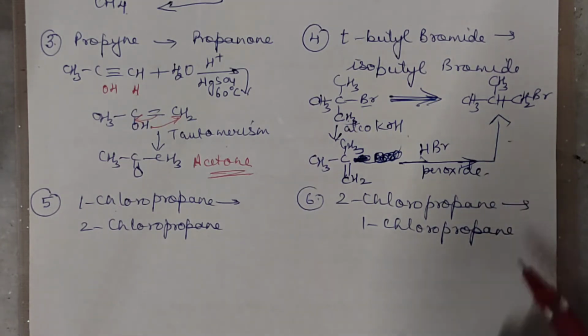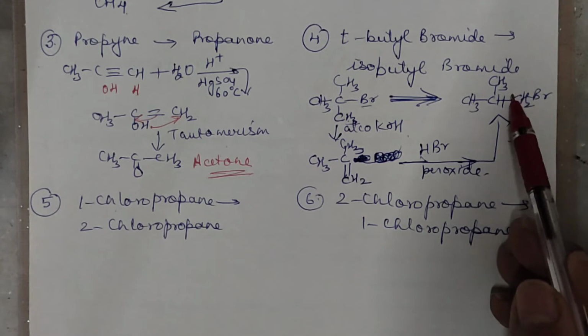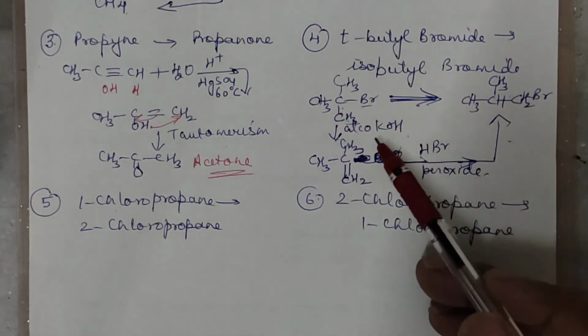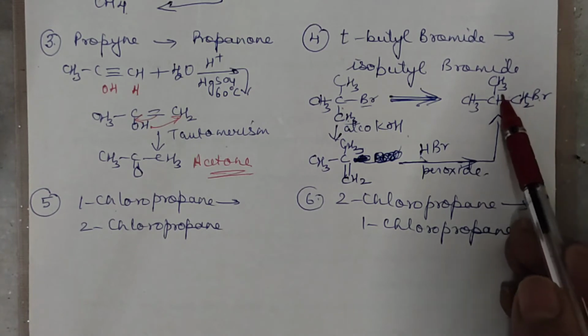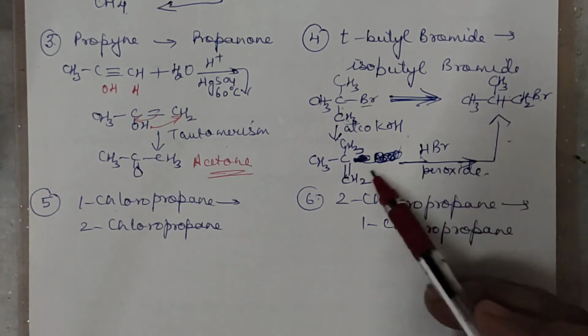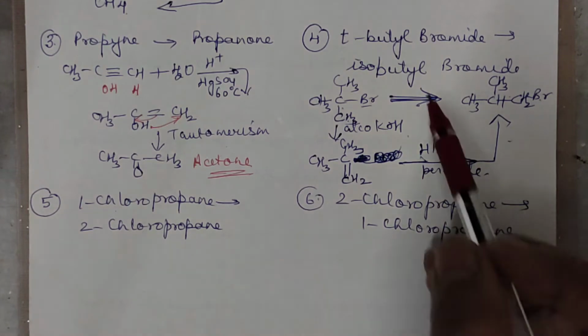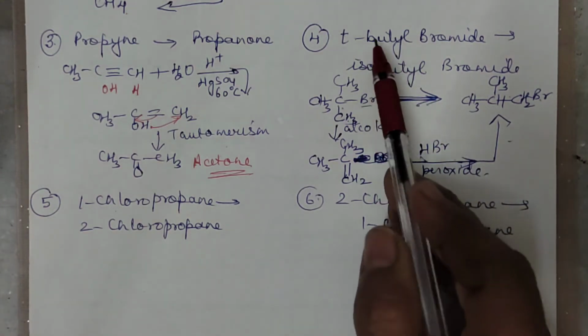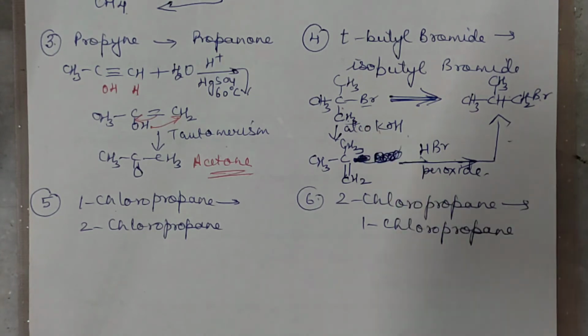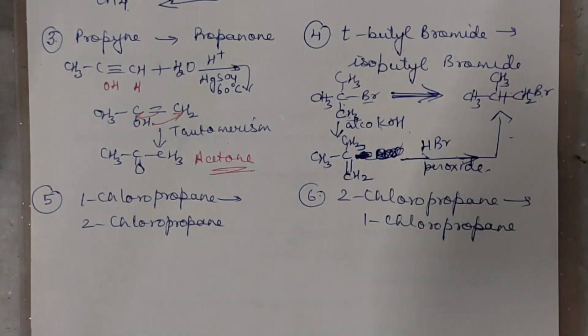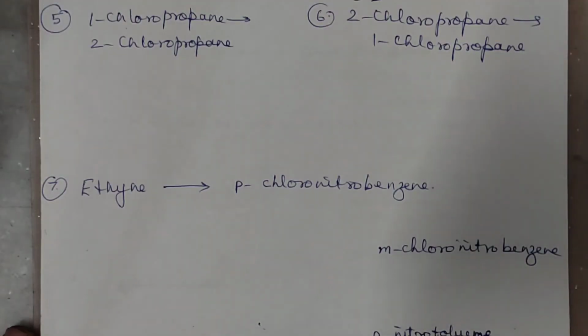Suppose the question is asked, how will you convert isobutyl to tertiary butyl? Reverse. You will first be removing HBr. You will get a double bond here, and then Markovnikov addition will be there. To convert iso to tertiary, the first step is the same. In the second step, you will carry out Markovnikov addition of HBr. Clear? Now moving on to the next conversion.